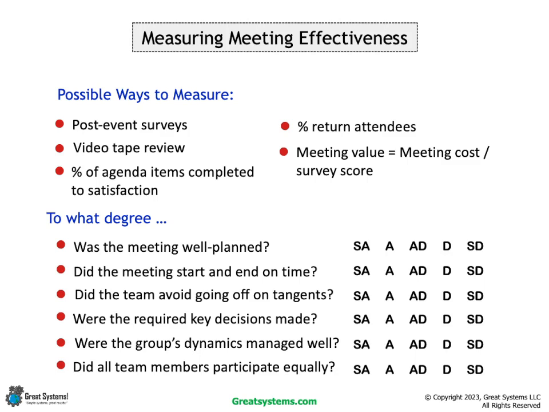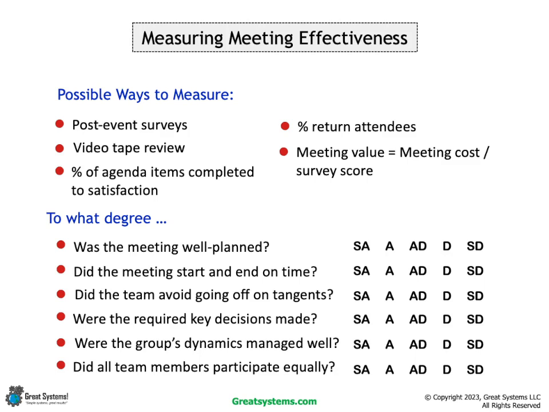Videotape review. Videotape your meetings and review the performance. That'll change the behaviors quickly. What percent of agenda items do we complete to every team member satisfaction? If we have 10 agenda items, have each team member tell you what percent of those agenda items did we complete to satisfaction and average the scores.